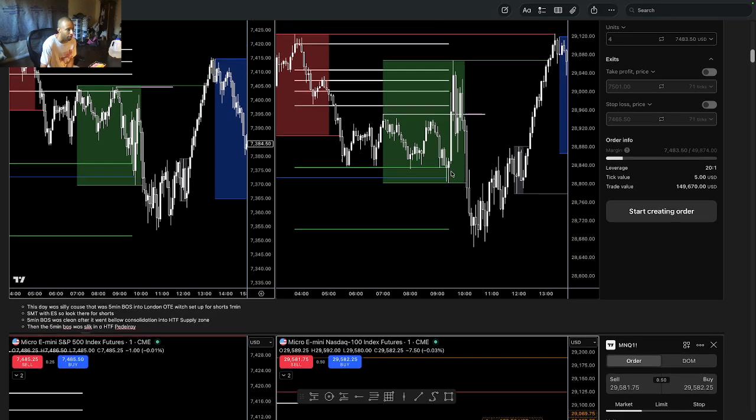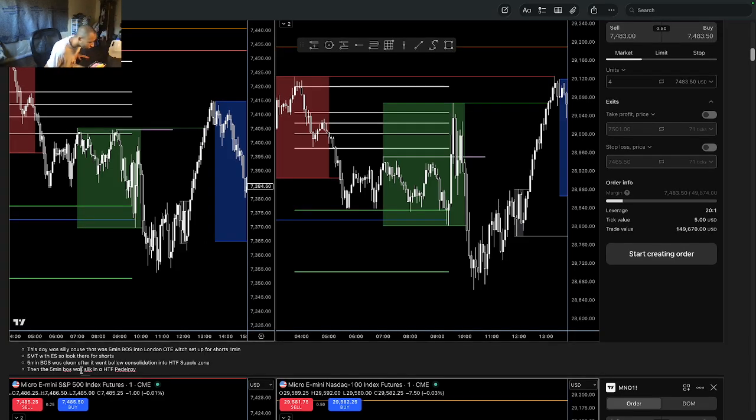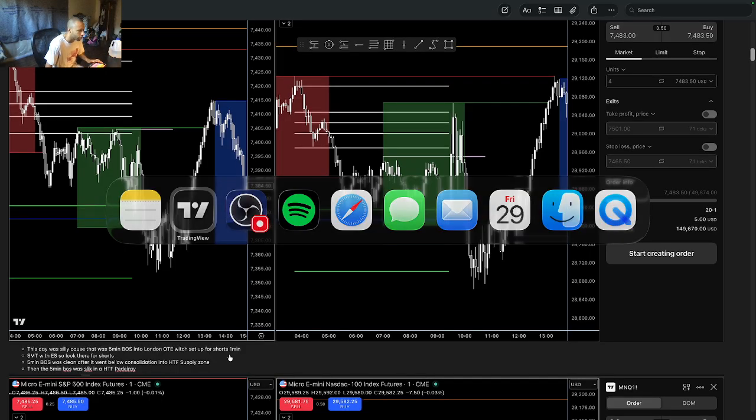So you're thinking, oh, I'm about to long it up to London highs and Asia highs. That 5-minute breaker structure, for one, is in consolidation. SMT with ES, so look for their shorts. Yo, so we got the SMT right here. This high didn't even take out this high versus this high took out this high. So we got the SMT right here. Wouldn't that make ES the move for the shorts? 5-minute breaker structure was clean after it went below consolidation into a higher time frame supply demand zone. Alright, so this was a true schmickel nickel day.